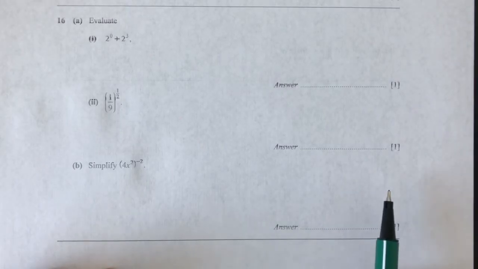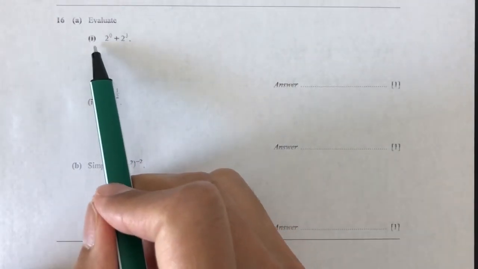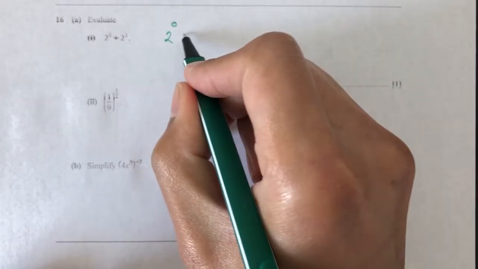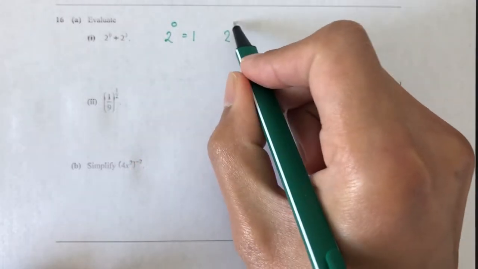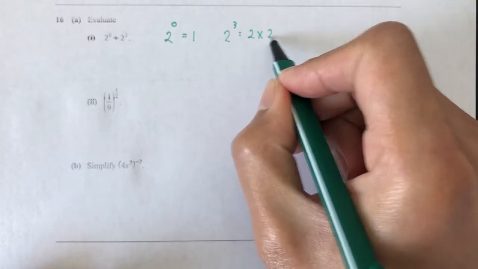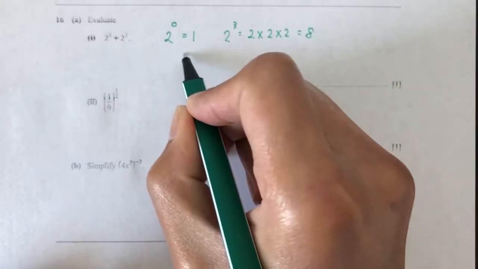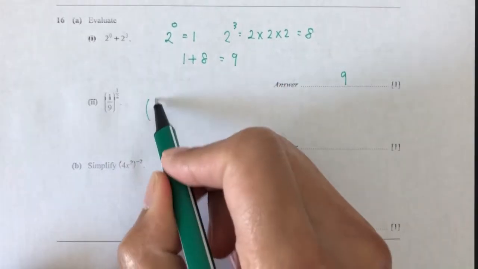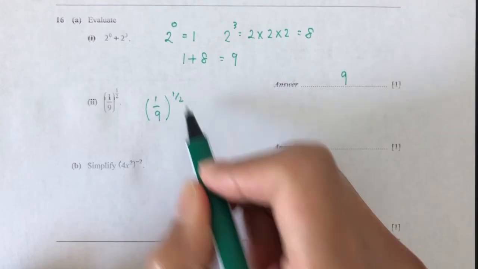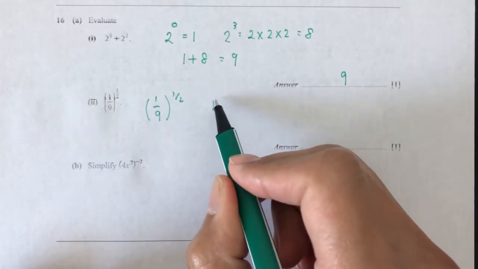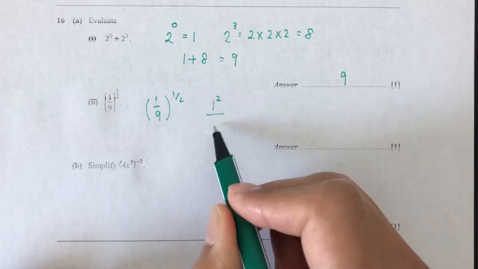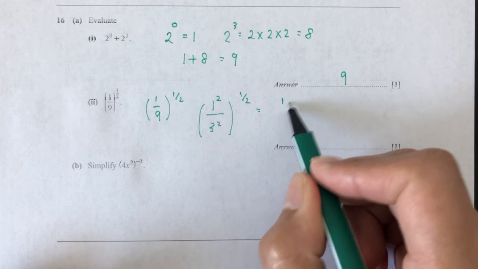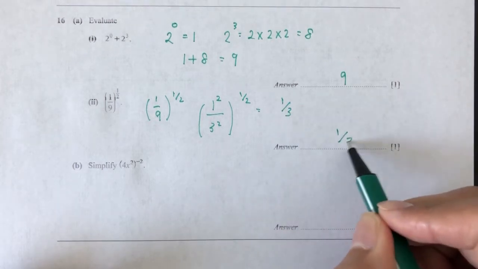Question number 16. These are indices. Part A. Find the value of 2 power 0 plus 2 power 3. So 2 power 0 is equal to 1 and 2 power 3 is 2 times 2 times 2, which is 8. So 1 plus 8 will be 9. So this one is 1 over 9 power half. So what is 1? 1 can also be written as 1 power 2. 9 is 3 power 2. So power half becomes 1 over 3. And that is your answer for part A.